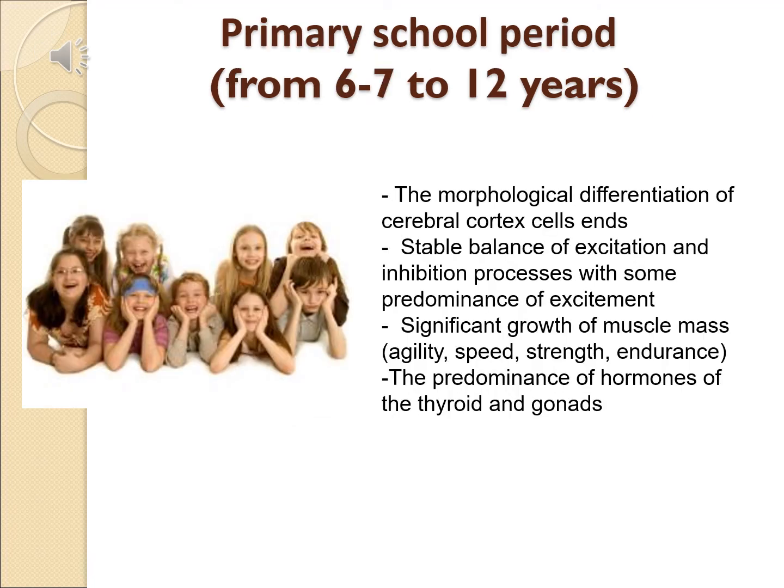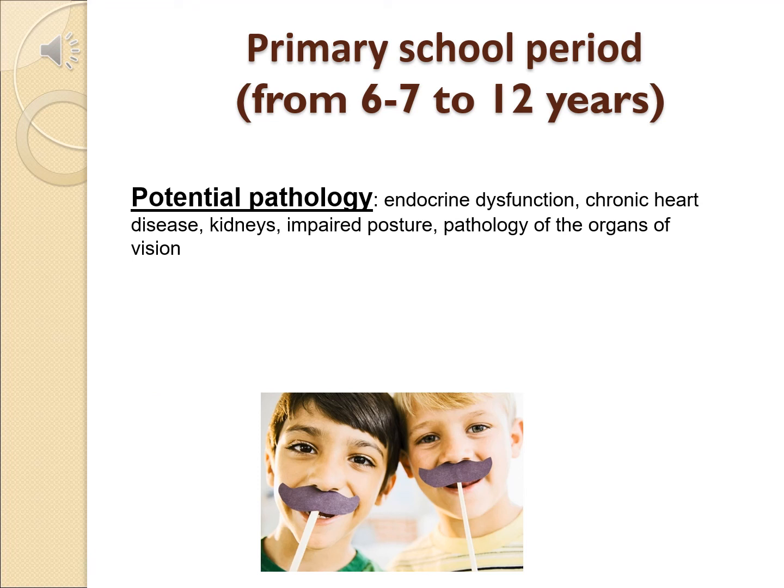Next is the primary school period, which lasts from 7 to 12 years. In this period, the morphological differentiation of cerebral cortex cells finishes. There is a significant increase in muscle mass. Children acquire such traits as agility, speed, strength, endurance. And this is a period of predominance of hormones of the thyroid and gonads. Potential pathologies of the primary school period are endocrine dysfunction, chronic diseases of different organs like heart, kidney, and others, impaired posture, and pathology of organs of vision.